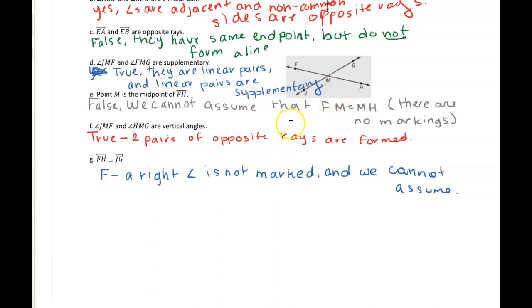On F it says angle JMF and angle HMG are vertical angles. JMF is this one on the left, HMG is this angle on the right. Yes, if you know vertical angles, you know that is a true statement, because when we draw these angles, we have two pairs of opposite rays that are created. And the last is FH, and remember this is a perpendicular sign. FH is perpendicular to JG. They're only perpendicular if they cross at a 90-degree angle, and there is no 90-degree angle marked there, so we cannot assume that it is, and therefore we would have to say that statement is false.